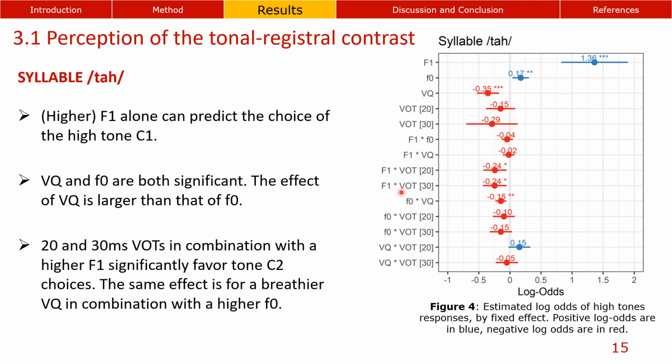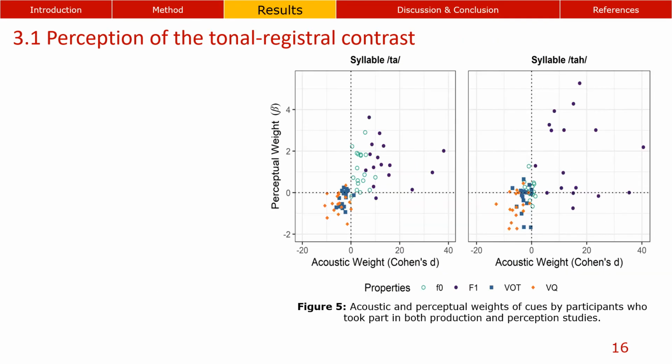20 and 30 millisecond VOTs in combination with a high F1 significantly favor tone C2 choices, and the same effect is found for a breathier voice quality in combination with a higher F0. In this graph, coefficient scores of each acoustic cue by individuals are on the x-axis, representing production weight, and log-odds of corresponding factors from the model fitted to individuals' data are on the y-axis, representing perceptual weight.